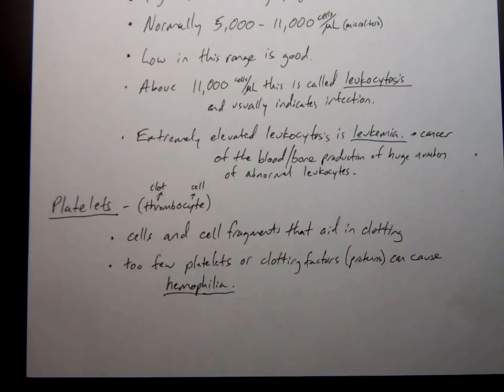What now? Philia comes from the Greek phileo, which means brotherly love. And so it means love. So this literally means blood loving. And somebody who has this condition would not love the sight of their blood. So I think this is kind of a misleading term.